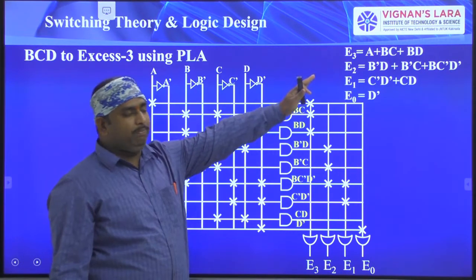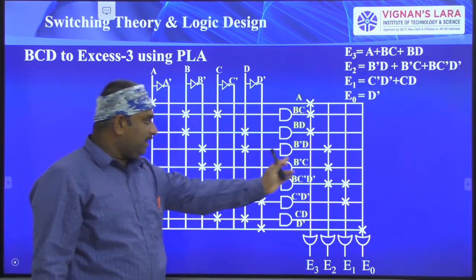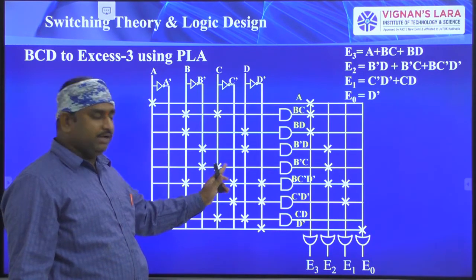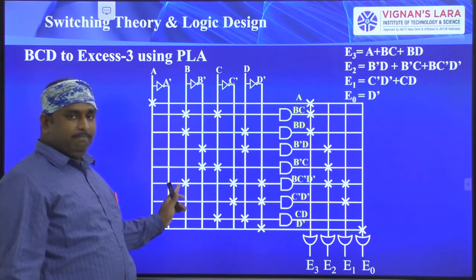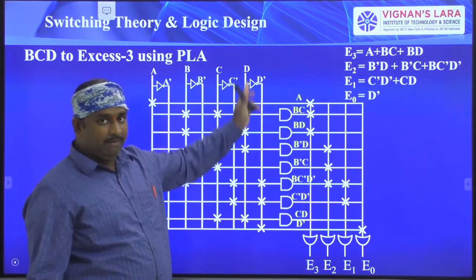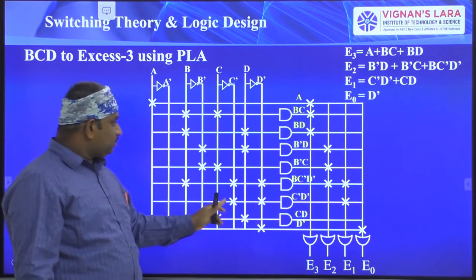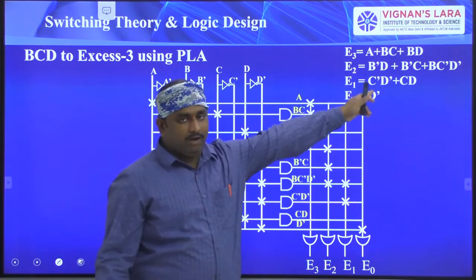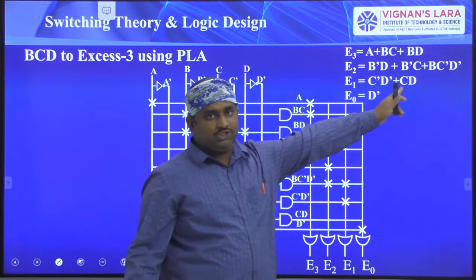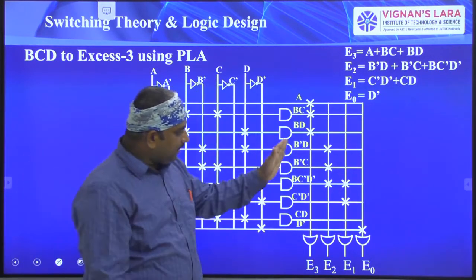In the same way E2: B bar D, B bar C, and B C bar D bar. So here, B bar C, B C bar D, CD. This is B bar and this is C, that is B bar C. This is a product. And next B, C bar, D bar. So B and C bar and D bar. These are the 3 inputs for this 3 input AND gate. And this is C bar, D bar. Next CD, C, D, so the D value, C value. That is the next product term, and the final value is D bar. So all the AND gate terms are okay.